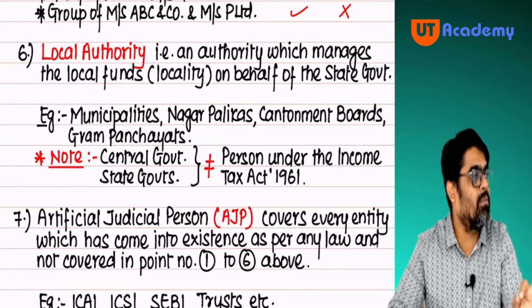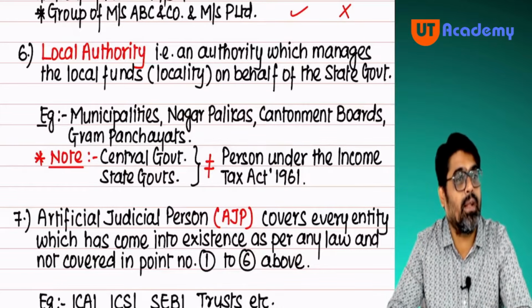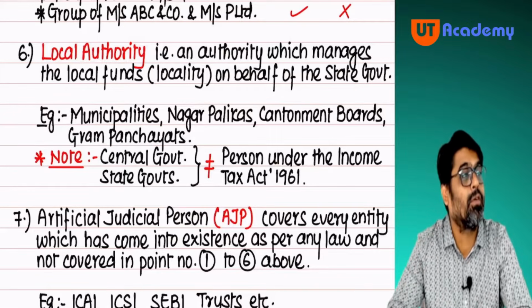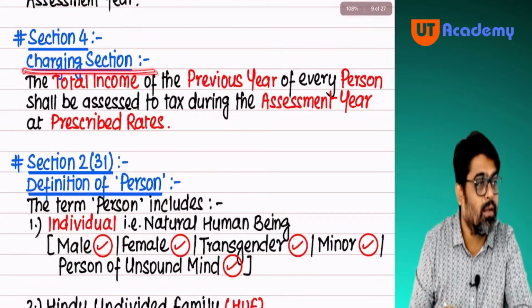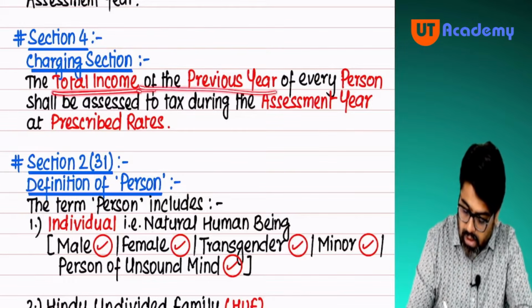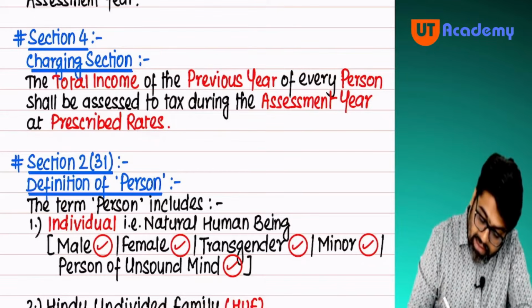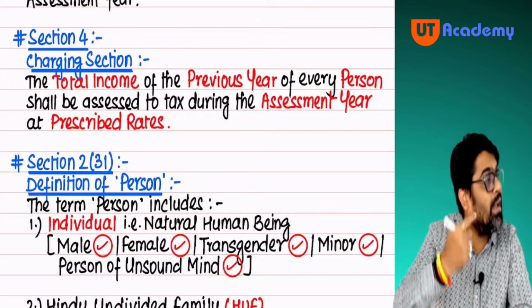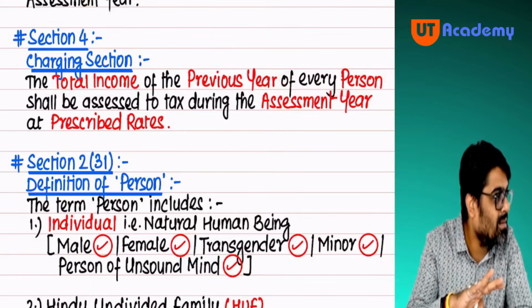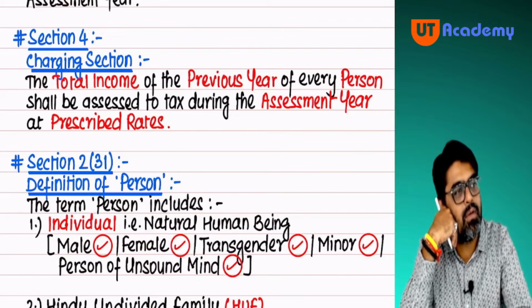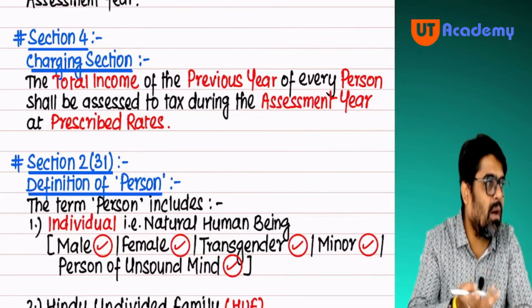Meaning that any income earned by the central government or the state government, will there be any income tax on that income? Why? Because they are not a person. Section 4, the charging section, says that income tax shall be charged on the total income of every person. But if you are not a person, no tax will be there on your income. Are you a person? Yes. Then on your total income, the income tax can be charged. But if you are not a person, how can the income tax be charged?